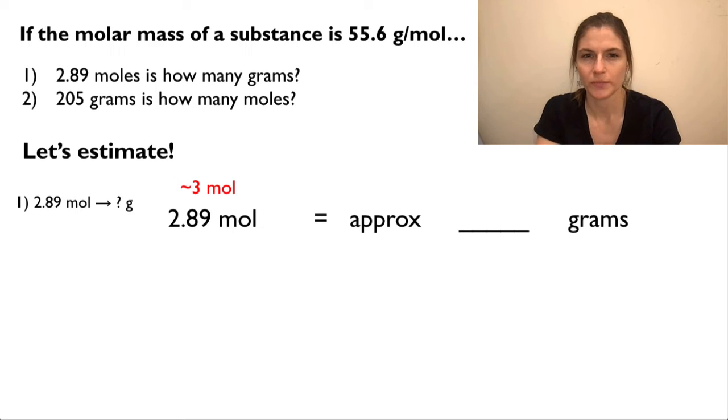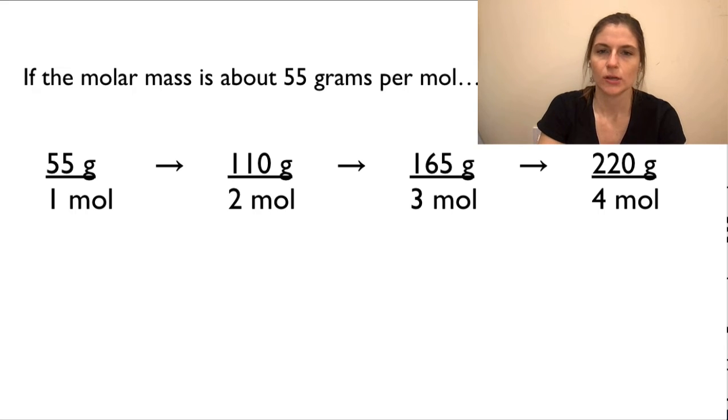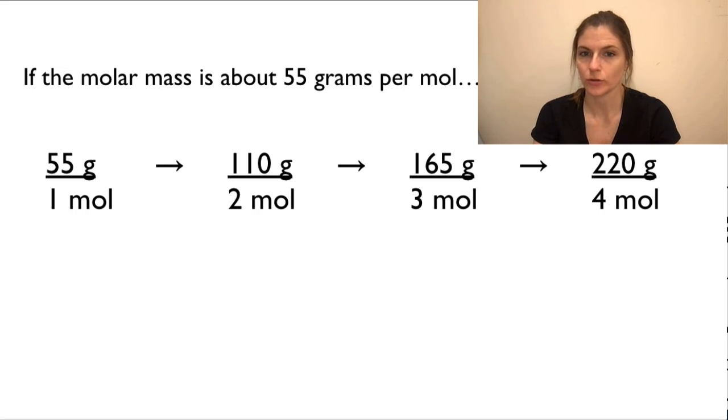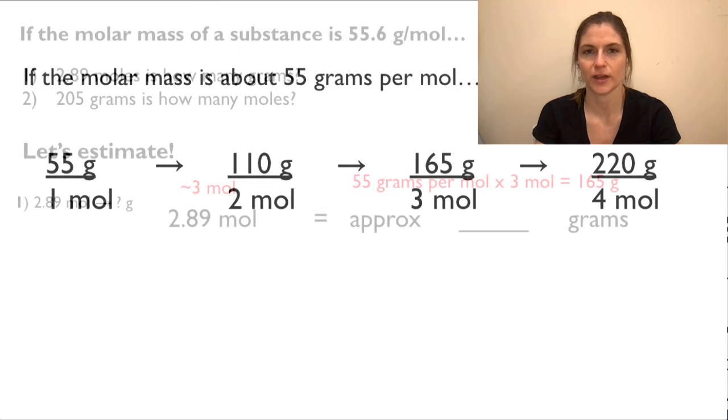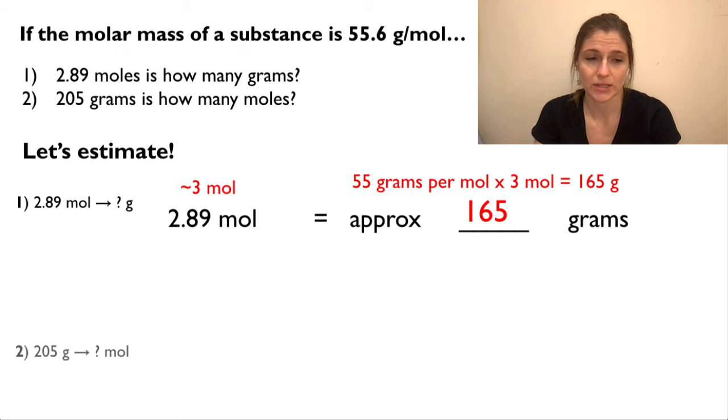So I've got about 3 moles of this substance, and my substance has a molar mass of 55.6 grams for every 1 mole. So I can work from there, and I can say, okay, if there are 55 grams in 1 mole of this substance, I can just double that. There's 110 grams in 2 moles of this substance, which means there would be 165 grams, right? 110 plus 55 in 3 moles. So I can estimate that there should be about 165 grams in 2.89 moles of this substance. That's not going to be exactly my answer. This is just an estimation, right? I've made the numbers easy for myself.